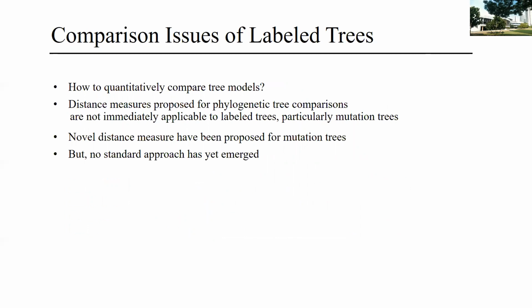How to quantitatively compare trees is an important issue of tree application in biology. Distance measures proposed for comparison of phylogenetic trees are not immediately applicable to the label trees just mentioned. Recently, novel distance measures have been proposed for mutation trees. However, these measures have their own limitations. No standard approach has yet emerged for measuring the difference between mutation trees.